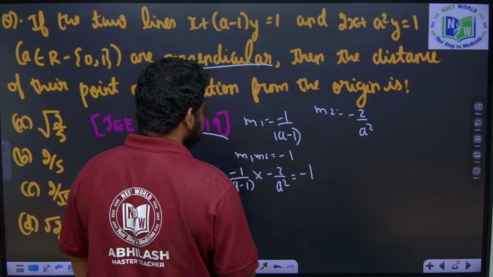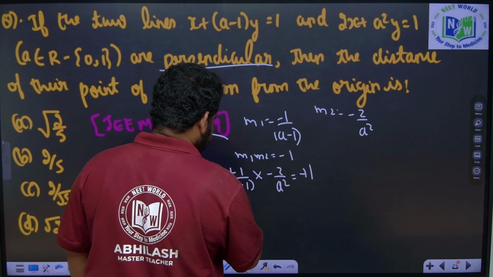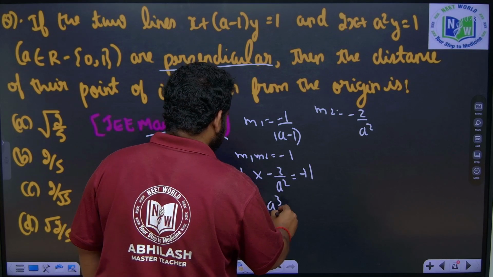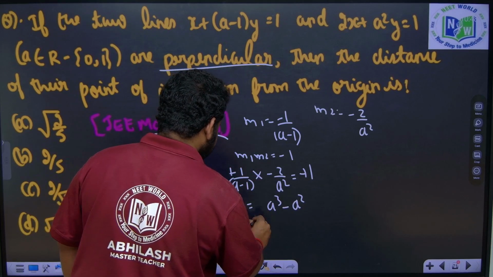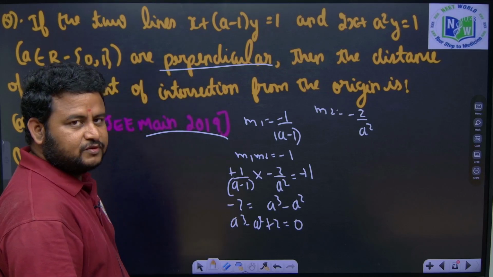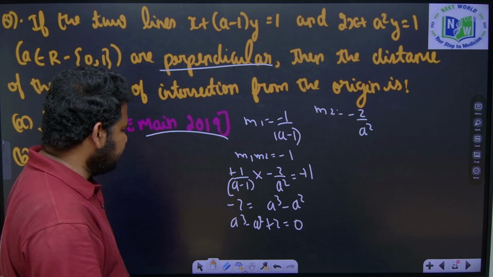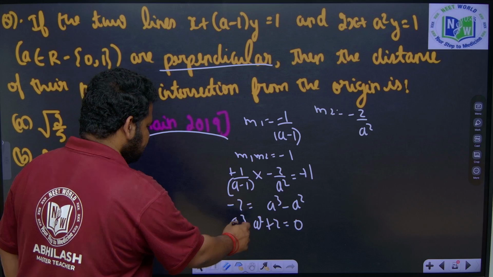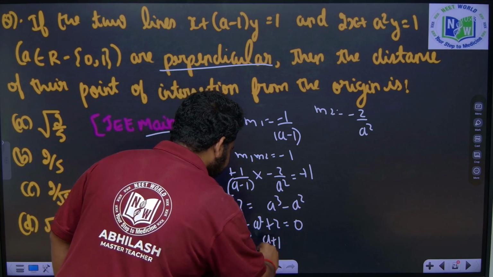Now see here, this minus will become this. So minus 2 is equal to, this will go that side, this will become a cube minus a square. So this will become a cube minus a square plus 2 is equal to 0. We get this, a cube minus a square plus 2 is equal to 0. Now I have to take some value for a. If I take a is equal to minus 1, I will get minus 1 here, minus 1 here, and 2. So a is equal to minus 1 will satisfy this. So a plus 1 is a factor.